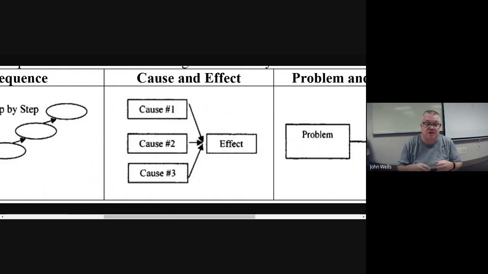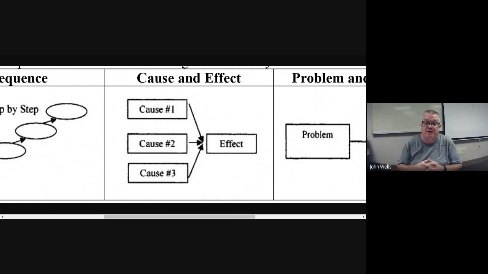And a lot of times you're going to be asked to figure out the other one. So for instance, here's a thing that happens. What would be the outcome? So we give you the causes, you have to find the effects. Or likewise, here's something that is going on. What got us to this point? What were the things that happened to get us to here?